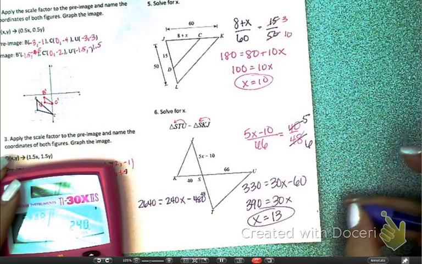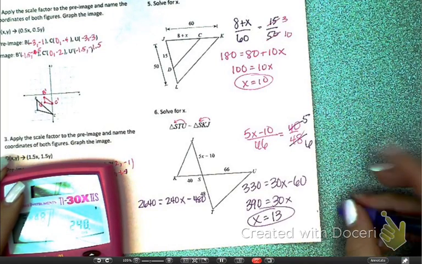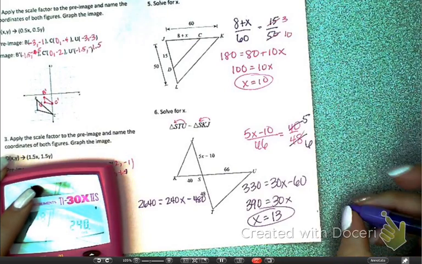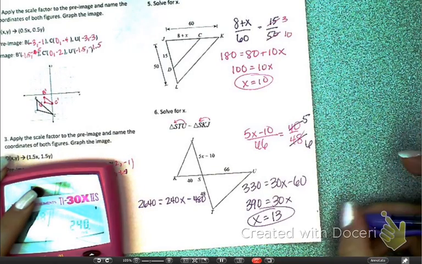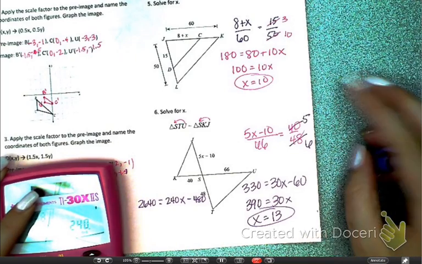Did you get a decimal? No, I got 9. Oh, it still worked out to a whole number? Yeah. If you get a decimal, I am 99% sure there are no decimals when you solve these proportions on your test. So just be cautious of that.